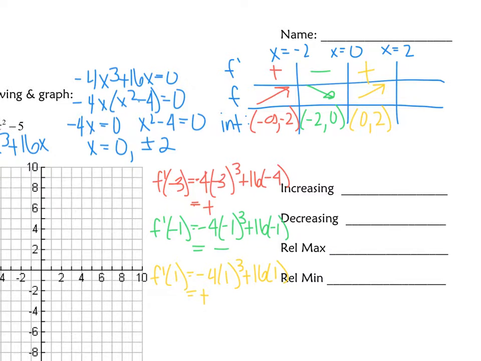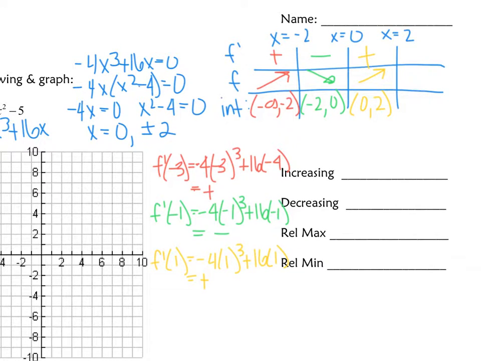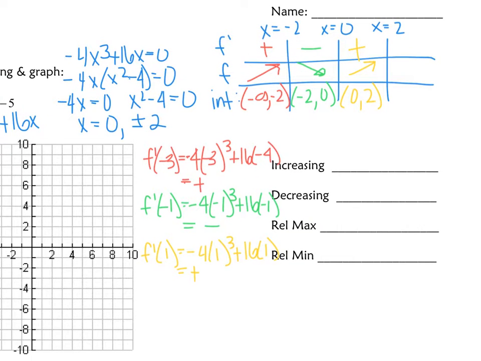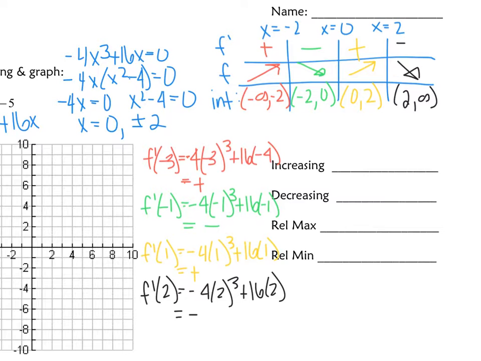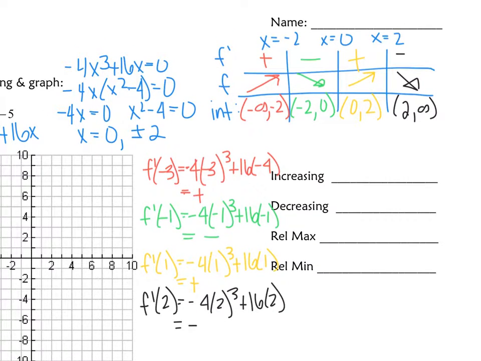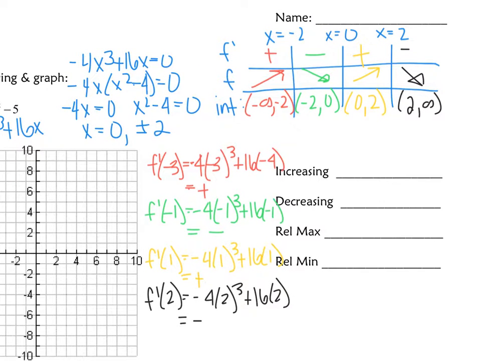And then our last one, we have to test a number to the right of 2. So f prime of 2, and you get a negative number. That means we're decreasing, and the interval is 2 to infinity. Remember that the interval over to the right is just going to go to infinity. So the left starts at negative infinity, and then we go on the intervals in between the critical points, and then to the right goes to positive infinity.